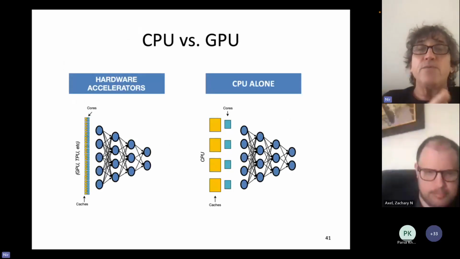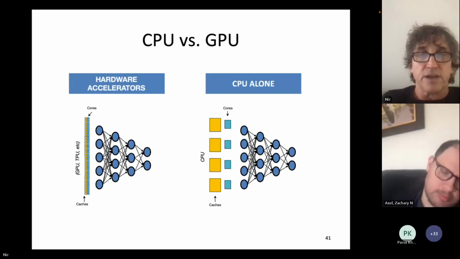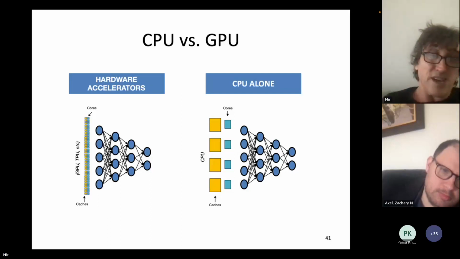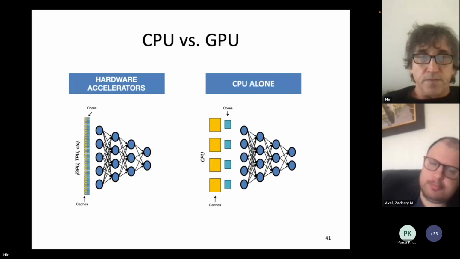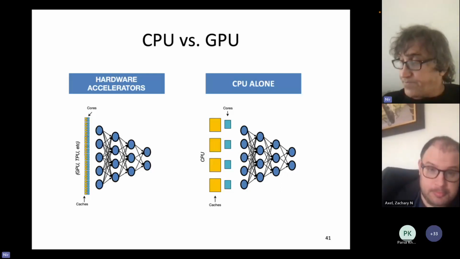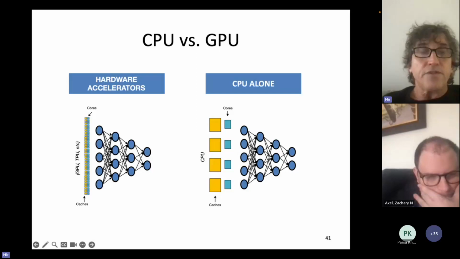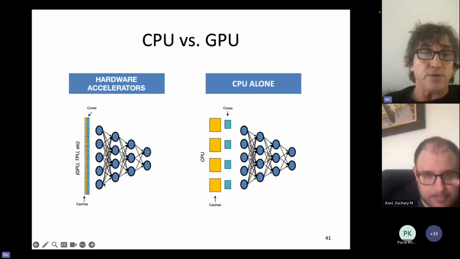But today, what is it that we try to do? Well, here's an example. We have two types of machines that we use for computation: CPUs and GPUs. If you look at the GPUs, right?